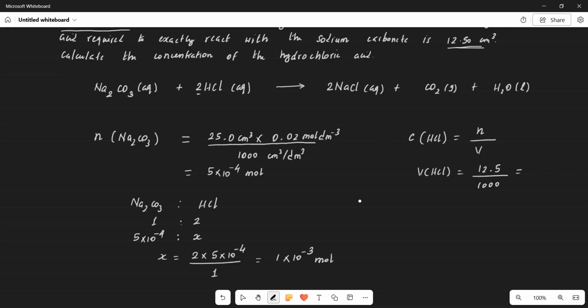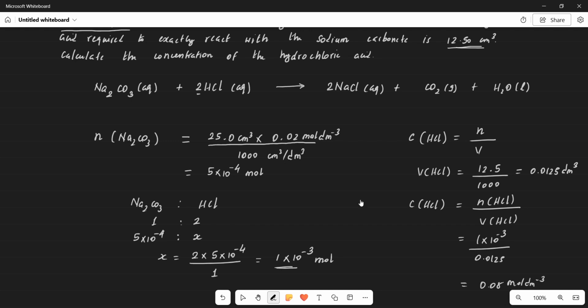So you are having 0.0125 decimeter cube. Now the concentration of HCl is the number of moles of HCl over the volume of HCl. The number of moles of HCl, here it is, 1 into 10 to the power negative 3. Volume of HCl is 0.0125. So it will be equal to 1 into 10 to the power negative 3 divided by 0.0125, which is equal to 0.08 moles per decimeter cube.